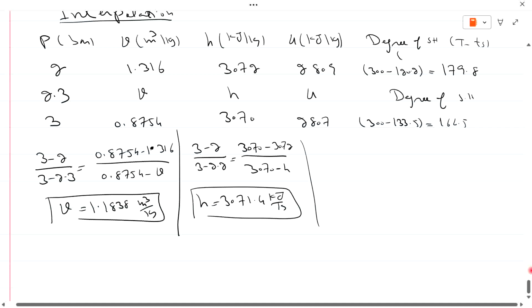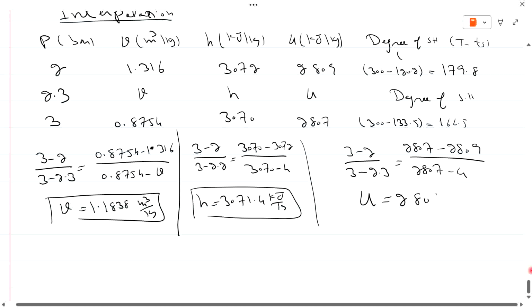Now for internal energy, U, and degree of superheat. For internal energy, third minus first, 3 minus 2, divided by third minus second, 2.3, is equal to third, which is 2807, minus first, 2809, divided by third minus second, 2807 minus U. Rearrange this equation and find the value of U. So U is equal to 2808.4 kilojoule per kg.